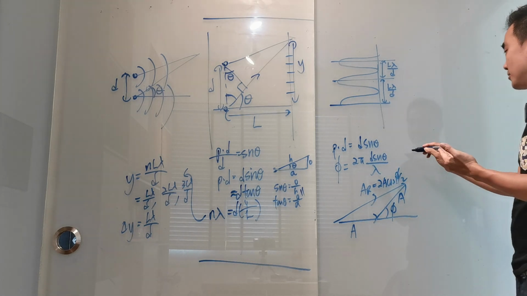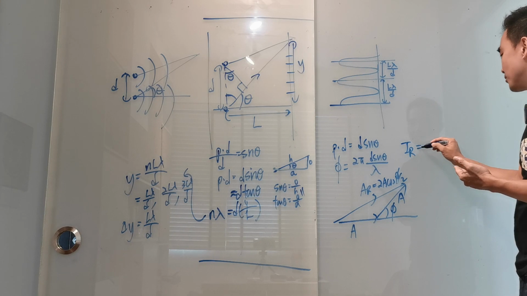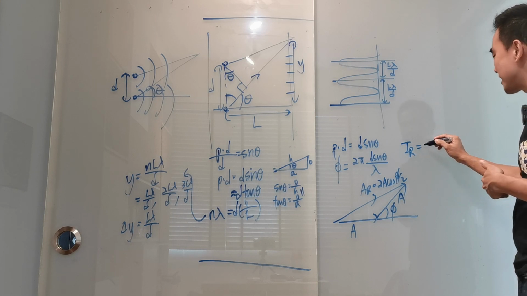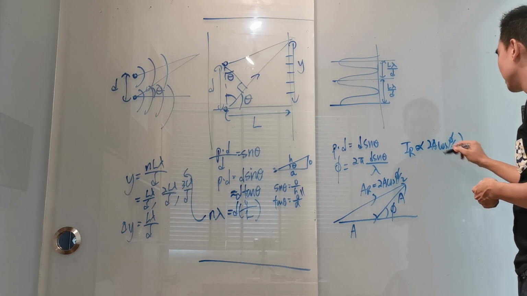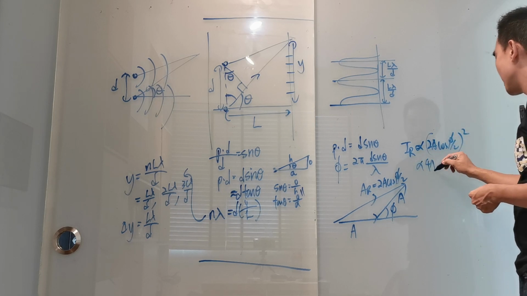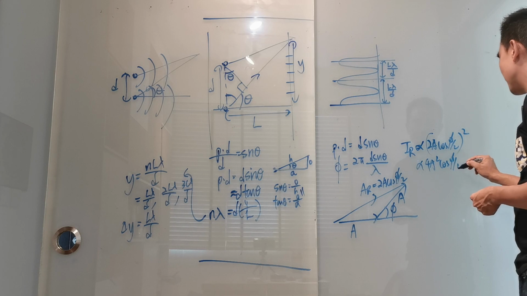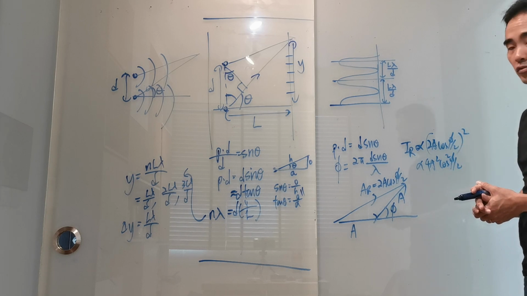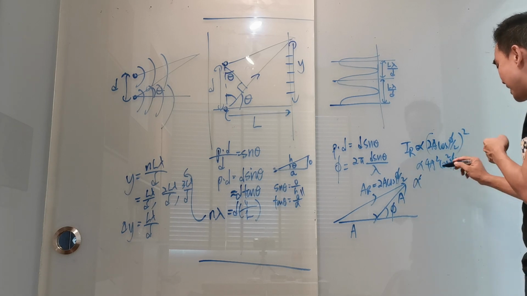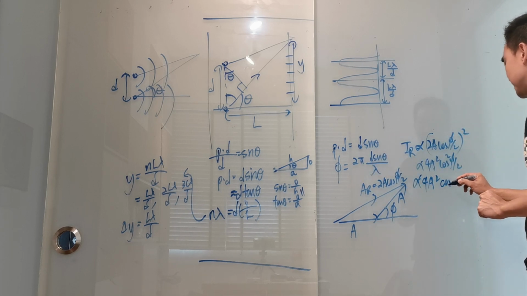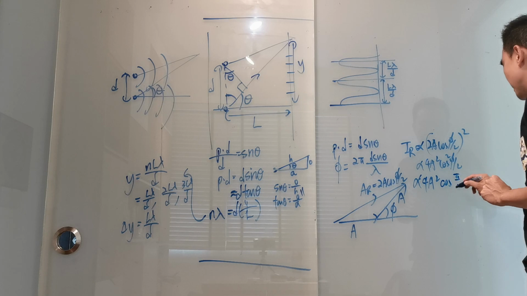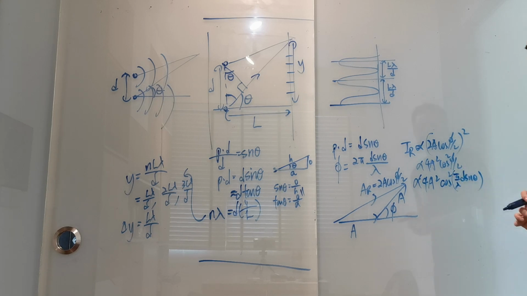And therefore, if we were to take the intensity to be proportional to amplitude squared, so the amplitude will be 2A cosine phi upon 2 squared, it will be 4A squared cosine phi upon 2 squared. And if you were to plonk in the phi that we worked out just now, it will be cosine pi upon lambda d sine theta squared.